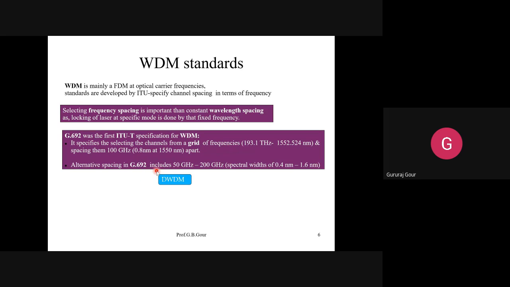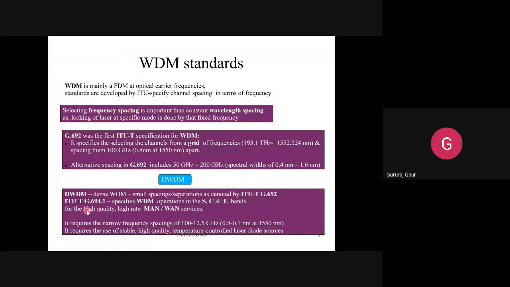So alternative spacing for G.692 includes 50 gigahertz to 200 gigahertz with this much spectral width. There are two variations, flavors, in the G.692 WDM standards. One is called dense wavelength division multiplexing, also known as ITU-T G.694.1, which is going to operate over the C band along with the L band. And it is going to support MAN and WAN services. It requires a frequency spacing from 100 to 12.5 gigahertz.